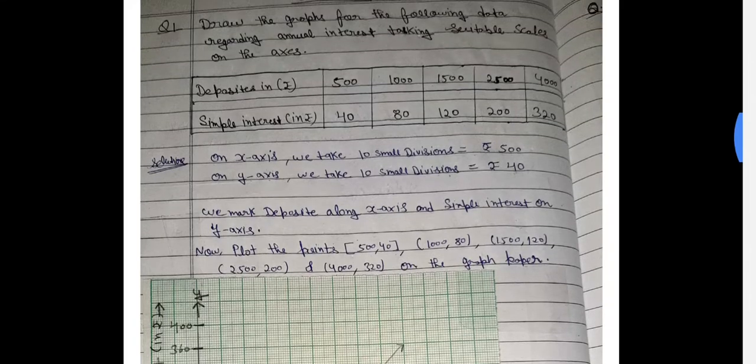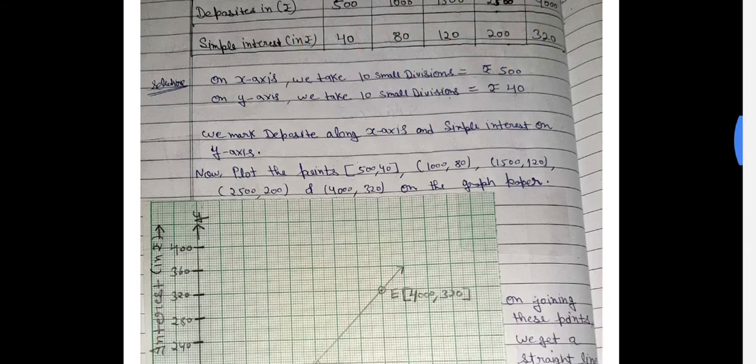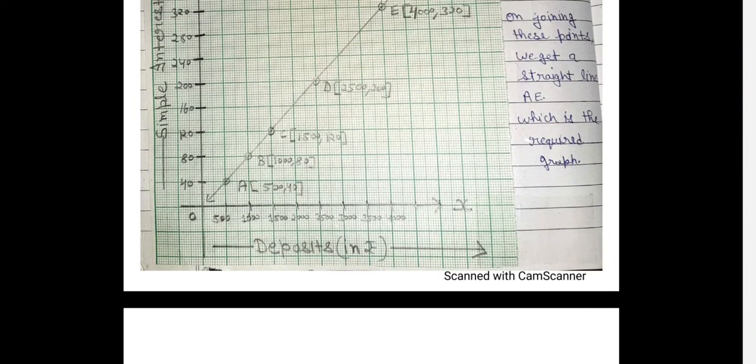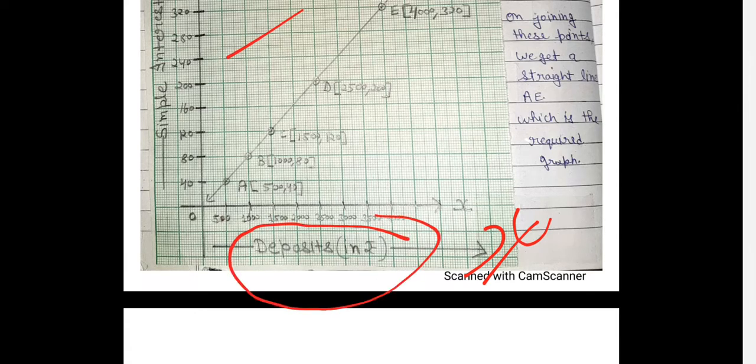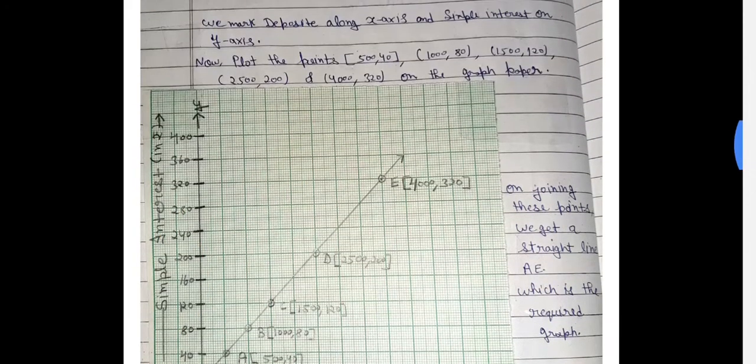So how do you make a complete graph? You make the coordinates, meaning 500 comma 40, 1000 comma 80, 1500 comma 120. You make all these points and then plot them on graph paper like that. This one represents x, this one represents y, and then you have to decide the scale with the help of your values.